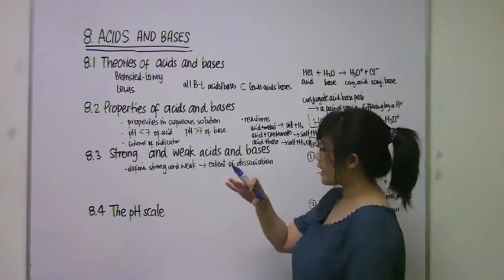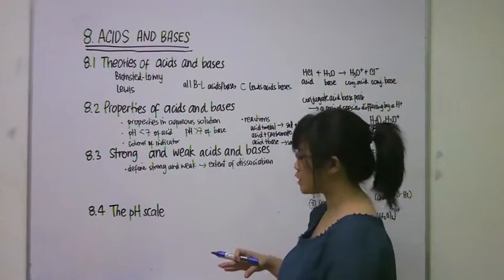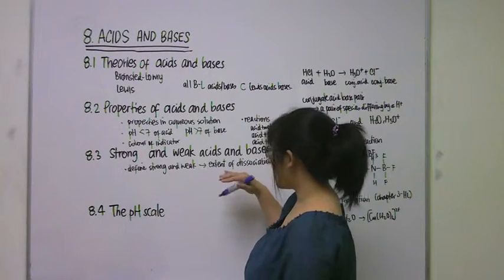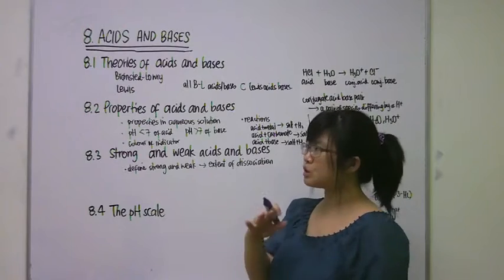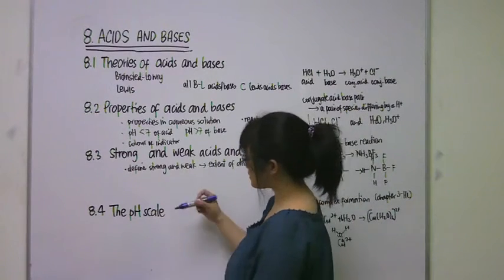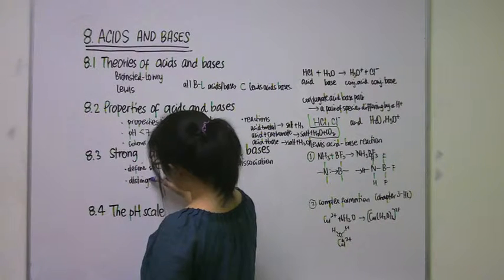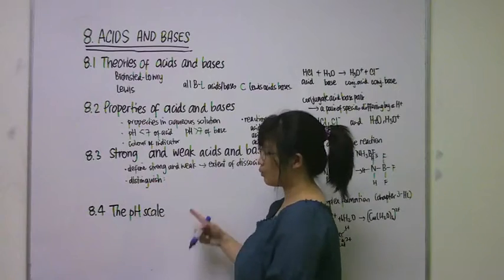A weak acid can be very concentrated and have a very low pH, but it is still a weak acid. So you need to explain that to your student. It's all about the extent of dissociation, and students need to know how to distinguish a strong acid and a weak acid.